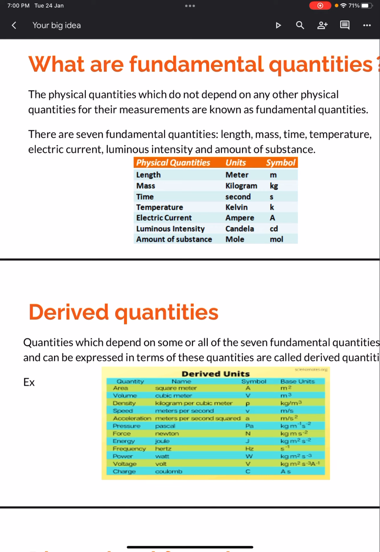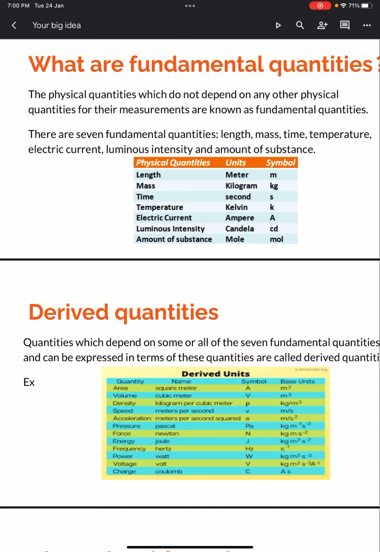Electric current, the unit is ampere, the symbol is capital A. Luminous intensity, the unit is candela, the symbol is cd. And the amount of substance, the unit is mole, and the symbol is mol. Okay, so these are the seven fundamental quantities. All other quantities are derived from the fundamental quantities.